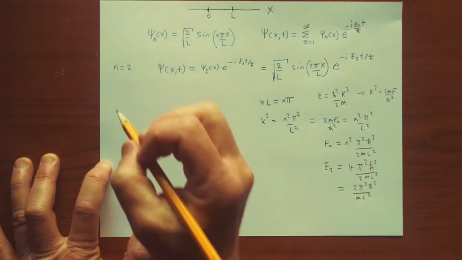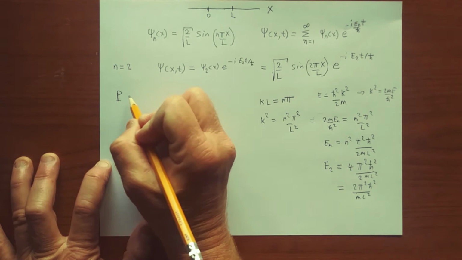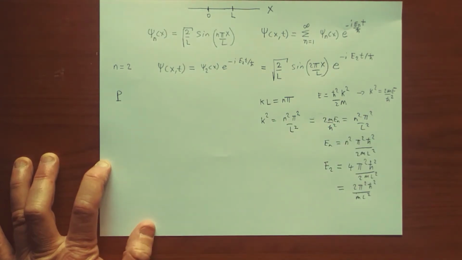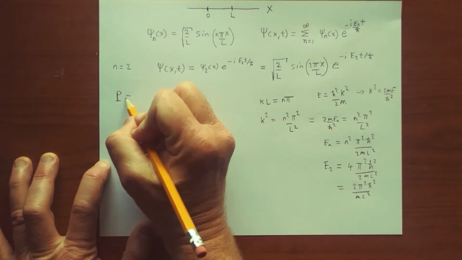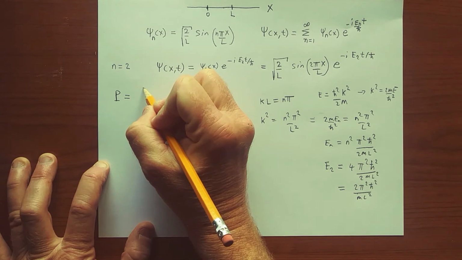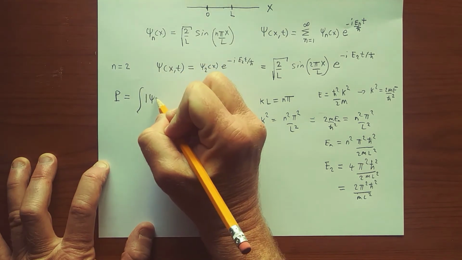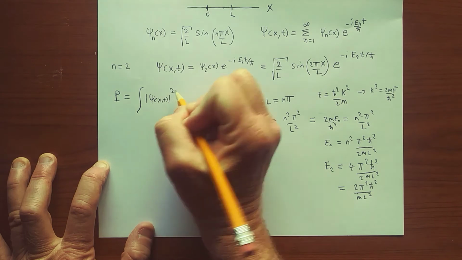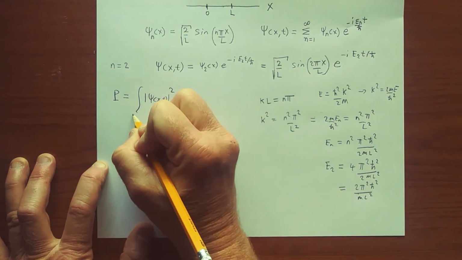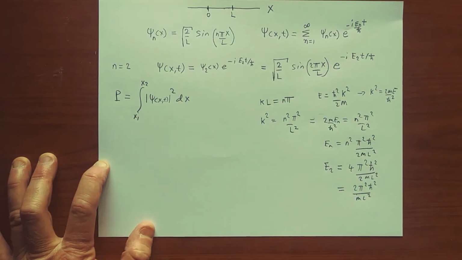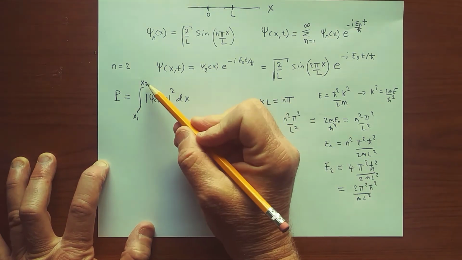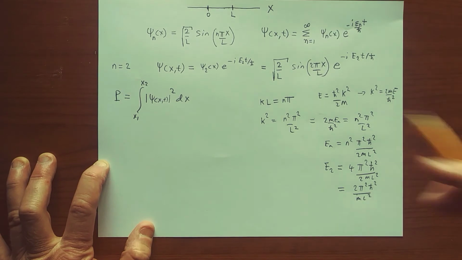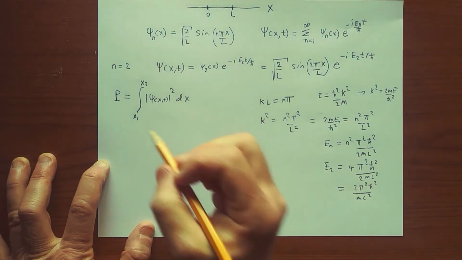So we know that the probability of finding the particle at some value of x is equal to, we have to integrate the modulus squared of psi of x and t in dx from x1 to x2. Right? So this is the probability that the particle will be found between x1 and x2. We know that if x1 is 0 and x2 is L, that will give us 1.